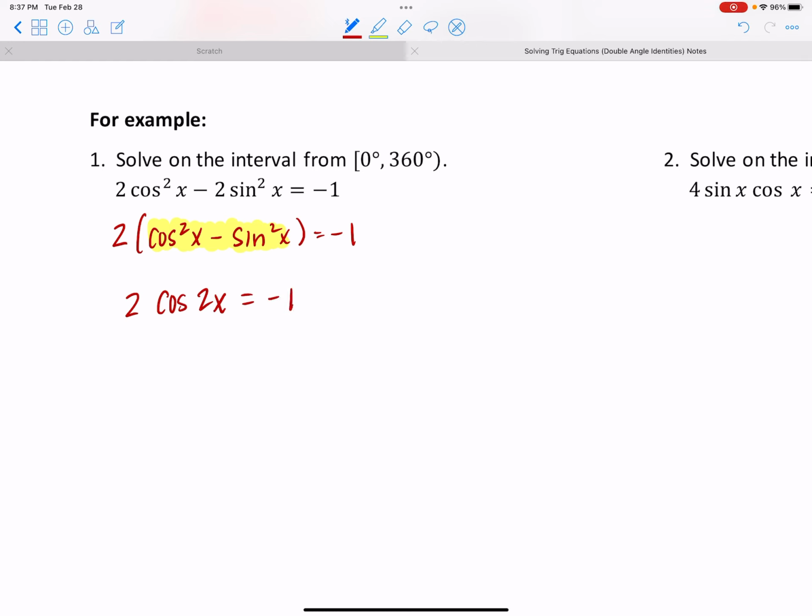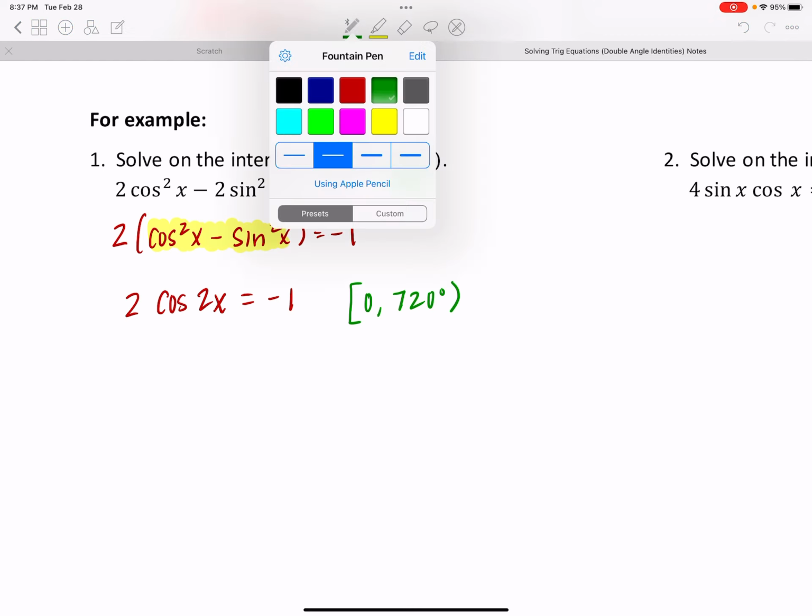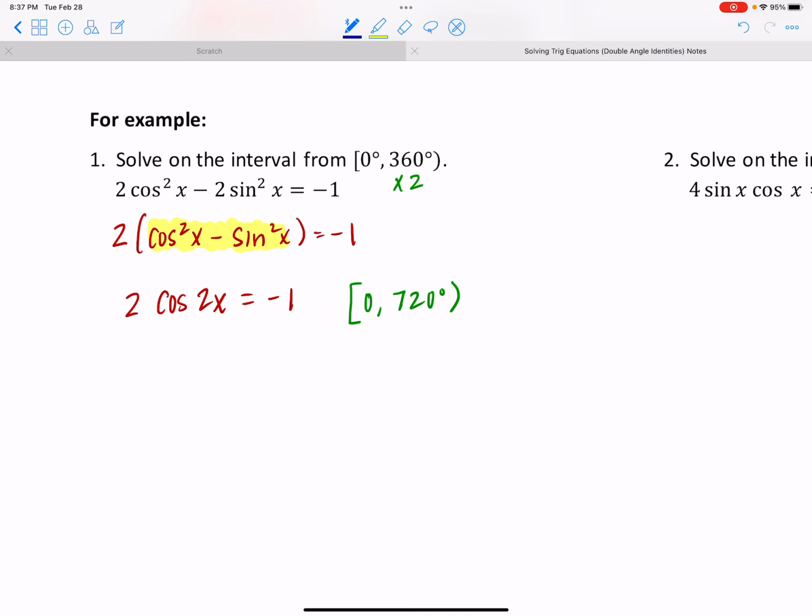And now we're basically in the same place we were in our previous topic. I'm now trying to solve this equation that has a double angle in it. So the first thing I'm going to do is double my domain restriction. So instead of looking from 0 to 360, I'm going to look from 0 to 720 degrees. And I also don't want to make any math errors here. So I'm going to replace this double angle with a theta. So I'm going to let theta equal 2x. Then when I rewrite my equation, it's 2 times the cosine of theta equal to negative 1.